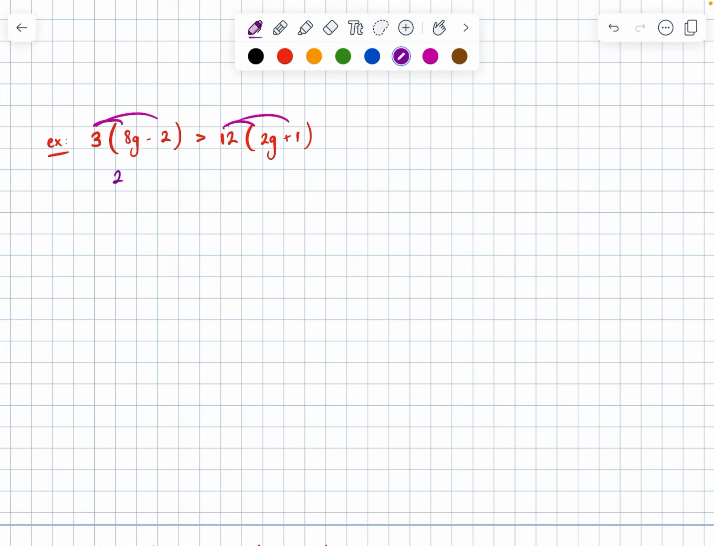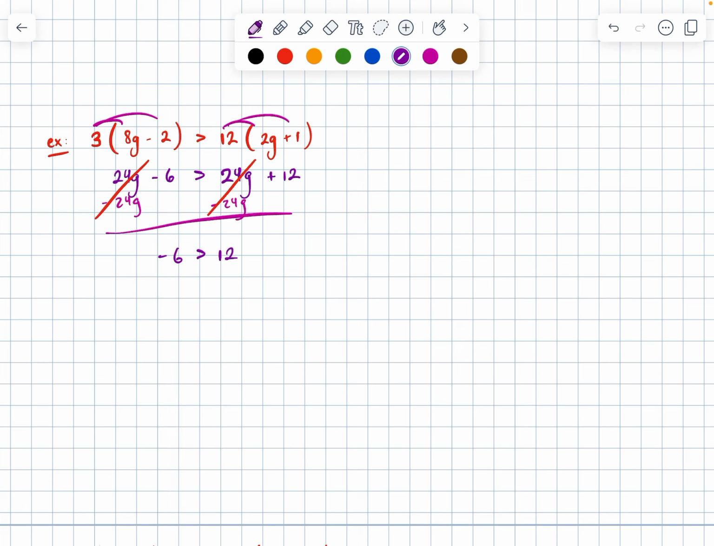3 times 8g, well, 3 times 8 is 24g. 3 times negative 2 is negative 6. Greater than 12 times 2g is also 24g. Alarm bell should be going off for you, plus 12. Notice here the issue is that I have g's on both sides. So I probably want to subtract 24g from one side. But if I do it to one side, I've got to do it to the other. Notice here, on both sides, subtracting 24g from 24g will have them go away.